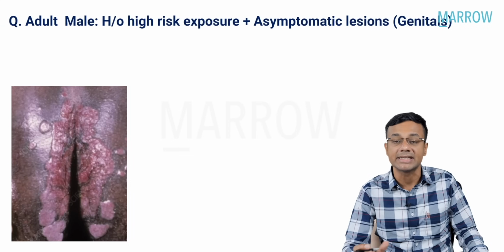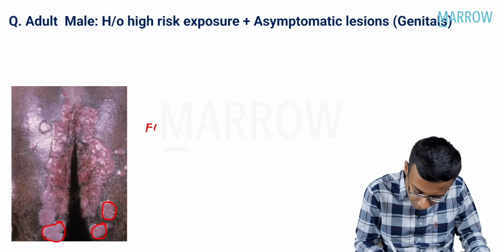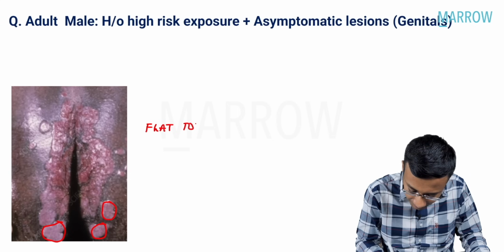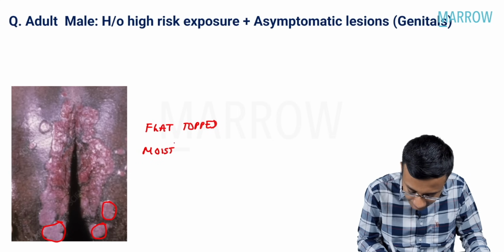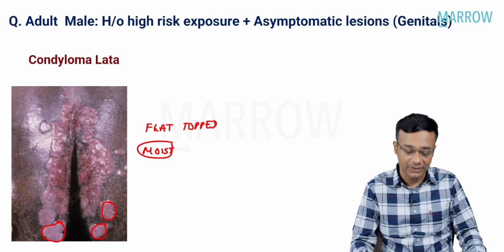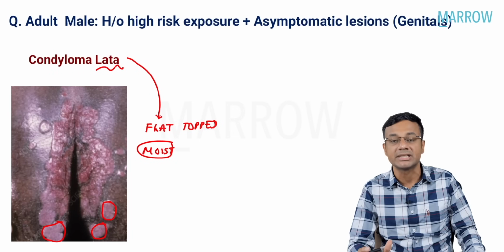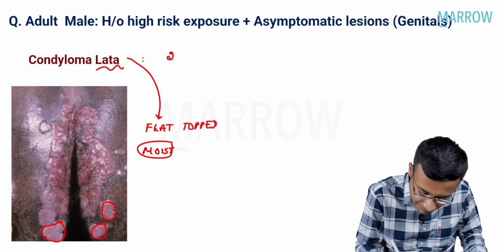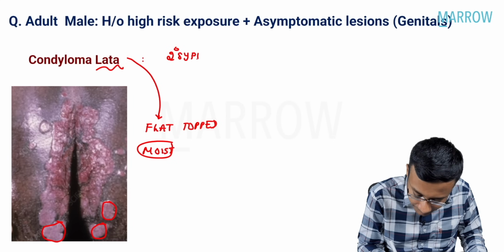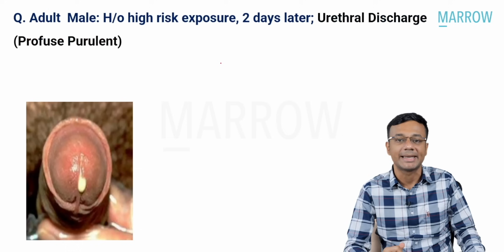Next, we have an adult male with history of high-risk sexual exposure. Again, asymptomatic lesions, but look at the morphology, everybody. Here you see these asymptomatic lesions which are flat-topped and moist. Very important. Flat-topped, they are moist lesions. Just like acuminata means pointed, lata means flat. So this is condyloma lata, which is talking about the flat top lesions, moist lesions, which are seen in secondary syphilis. This can also be associated with moth-eaten alopecia over the scalp.